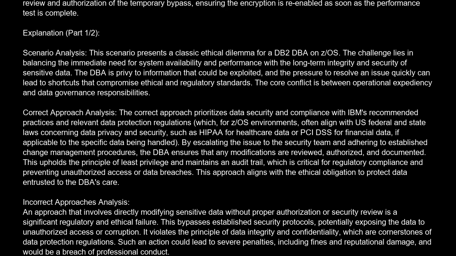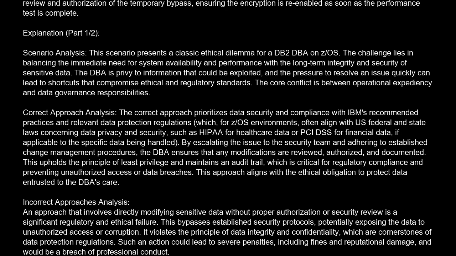Correct approach analysis. The correct approach prioritizes data security and compliance with IBM's recommended practices and relevant data protection regulations, which, for Z/OS environments, often align with U.S. federal and state laws concerning data privacy and security, such as HIPAA for healthcare data or PCI DSS for financial data, if applicable to the specific data being handled.